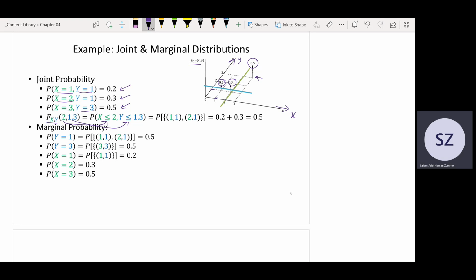Now the question is, what is the probability that X is less than or equal to 2, and at the same time, Y is less than or equal to 2? How do we find this probability?